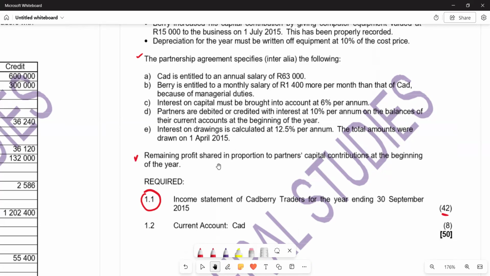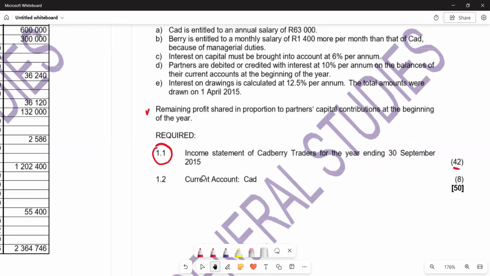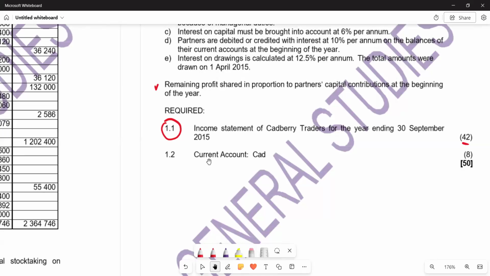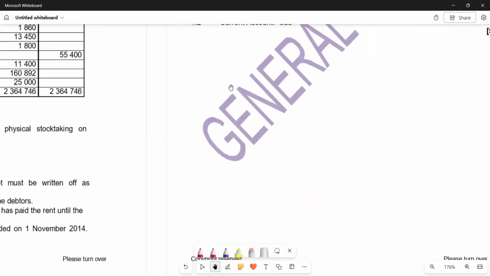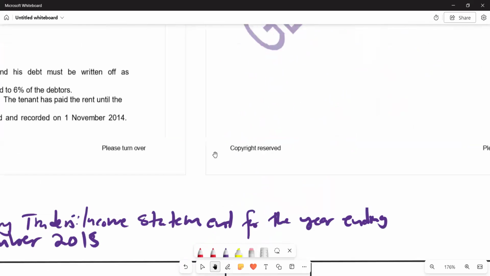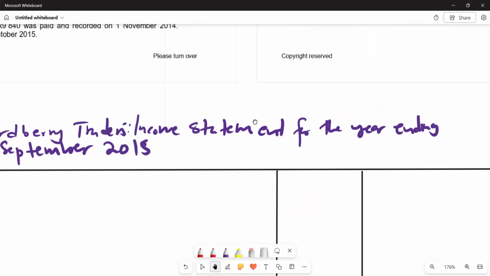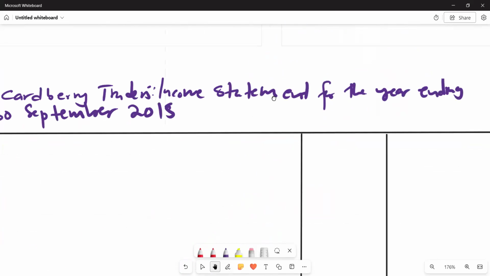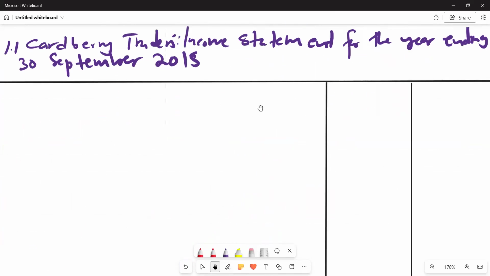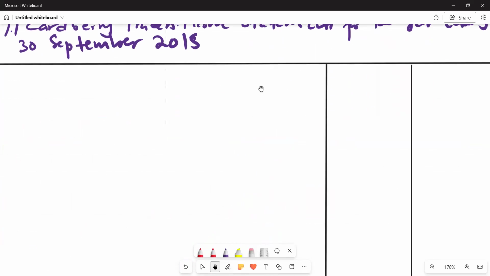We can just go to our answer section and see our income statement that we want to fill in. So this is our income statement for the year ending 30 September 2015. Very important in terms of where the year is ending, we should take note of that. In the income statement, the first item that we are going to enter there is sales.